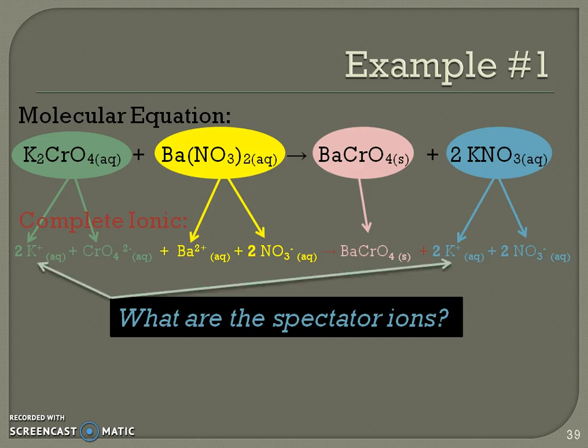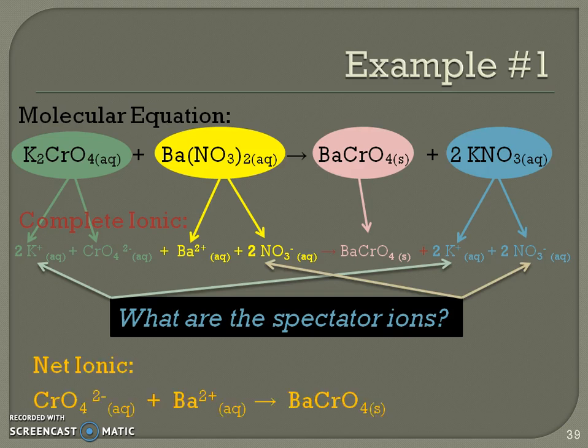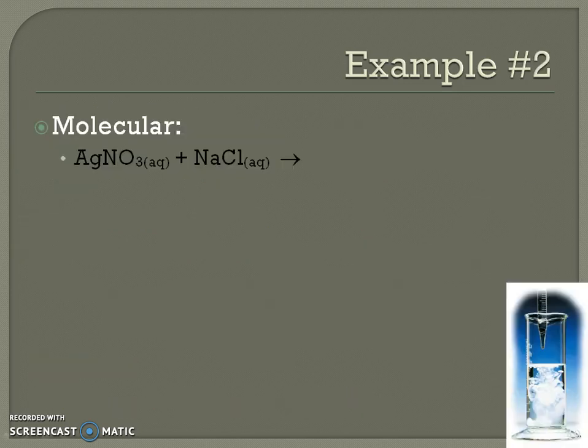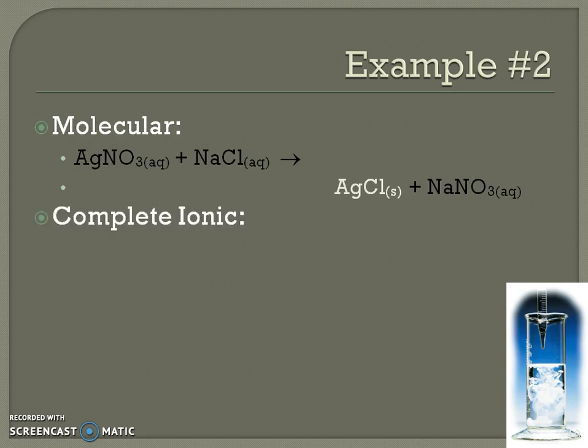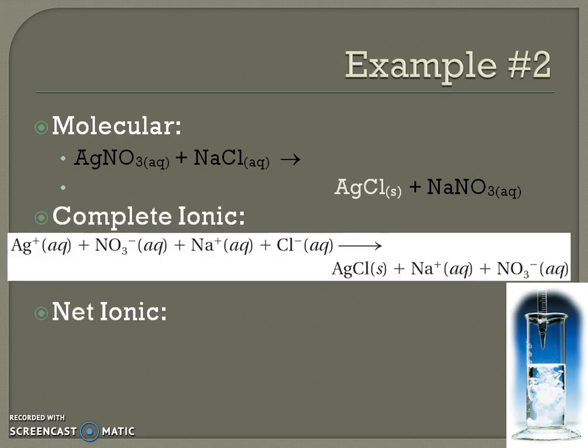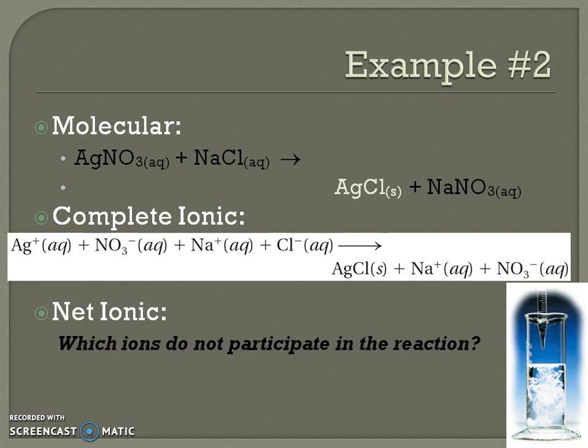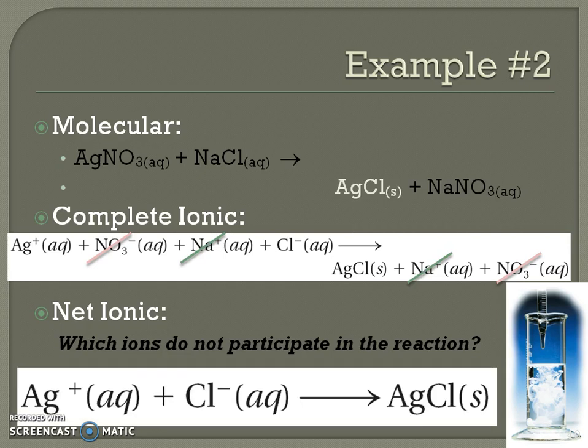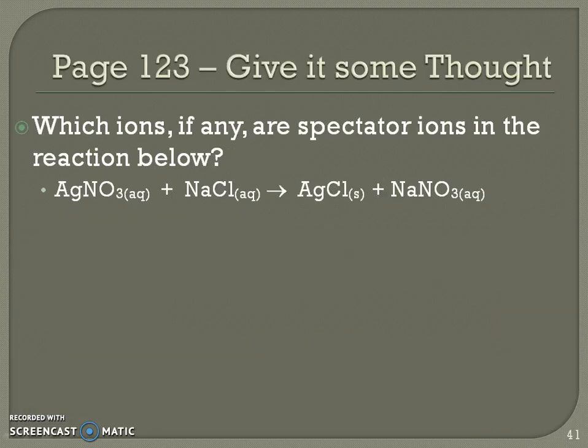So now we have to get rid of those spectator ions. The ions that happen on both sides, cancel those out, and there's our net ionic. That's the important reaction that's going on here. So example 2, see if you can go through all three. If not, again, kind of play and pause, going through the example. All right, you should have gotten that overall, so hopefully you can get that. So give it some thought. Again, what are those spectator ions?